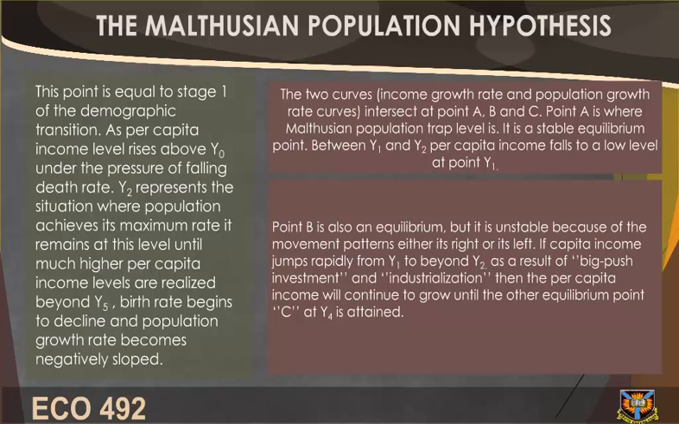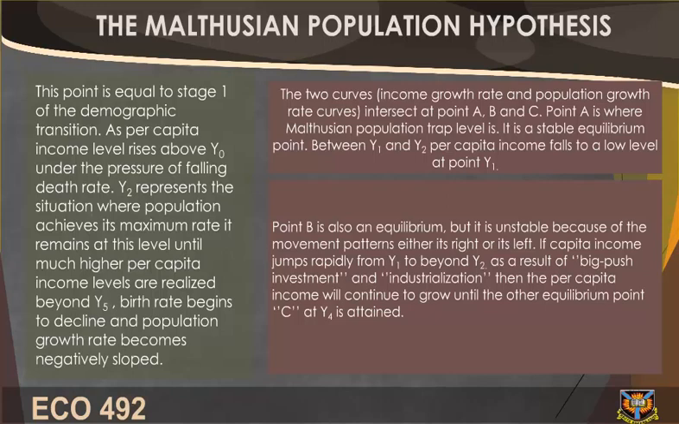The two curves, income growth rate and population growth rate curves, intersect at points A, B and C. Point A is where the Malthusian population trap level is. It is a stable equilibrium point. Between Y1 and Y2, per capita income falls to a low level at Y1.